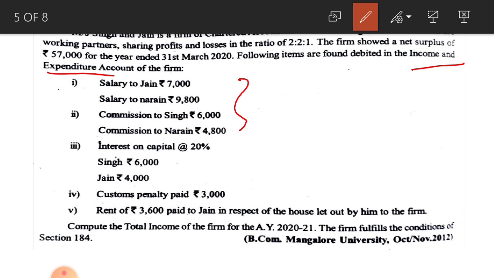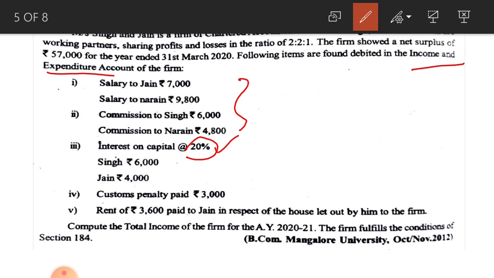Okay, next, see interest on capital at 20%. Here interest on capital above 12% is disallowed. Here 20% interest on capital is given, so 8% of interest on capital is disallowed. That is interest on capital paid to Singh 6,000 and Jain 4,000, and customs penalty paid 3,000. It is also one of the disallowed items.